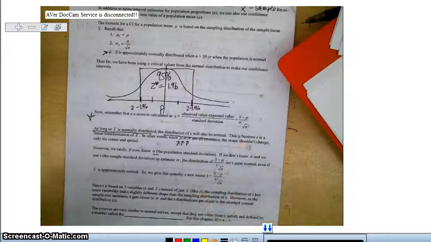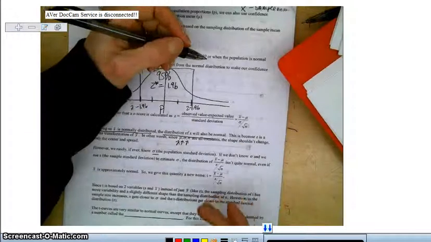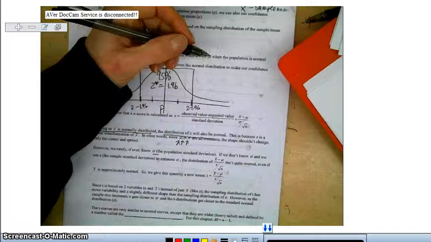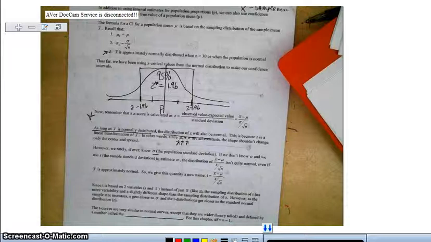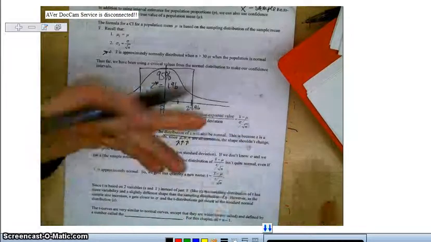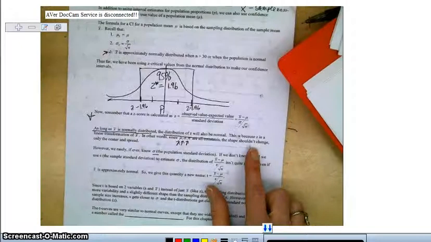Whereas with the population proportion, p, we could find the standard deviation by using p hat and q hat over n. We didn't have a problem finding the standard deviation for a sample proportion. But we do here because we don't know the true mean, there are two missing variables.